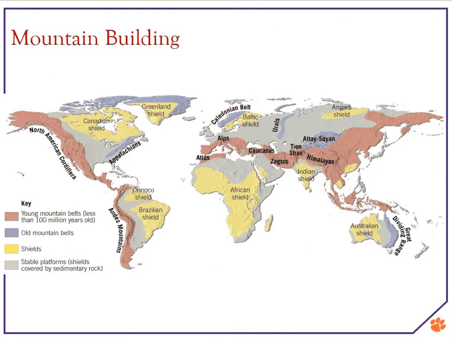Now let's briefly talk about mountain building. Here you see the world map with different locations and different types of mountain belts. This brownish color you see along South America, North America, and here from Europe all the way to Asia, these are the young mountain belts. And the purple ones are the oldest ones that we know on Earth.